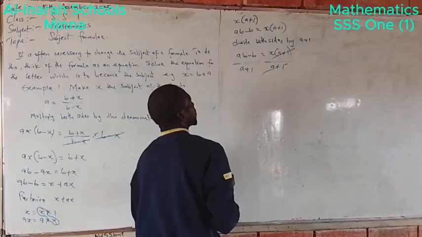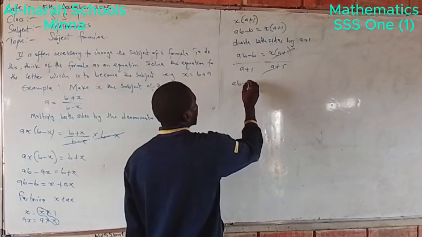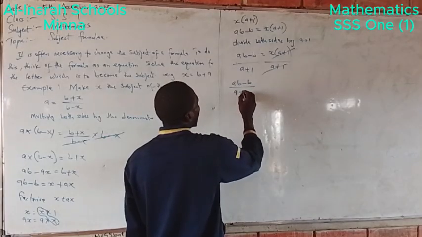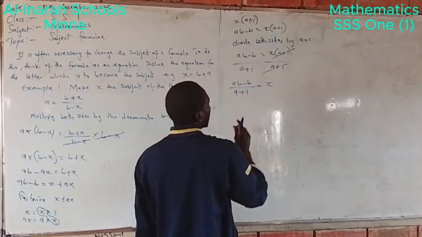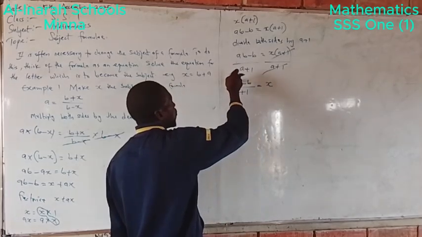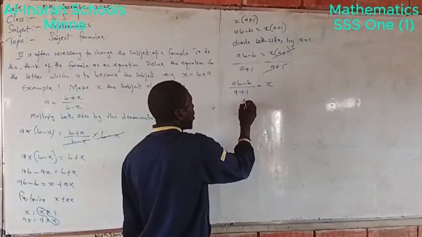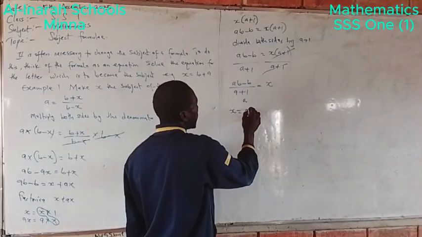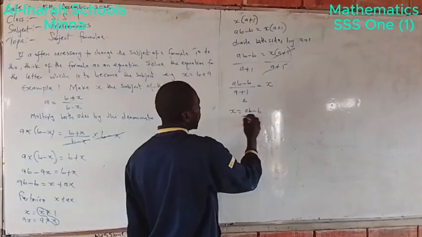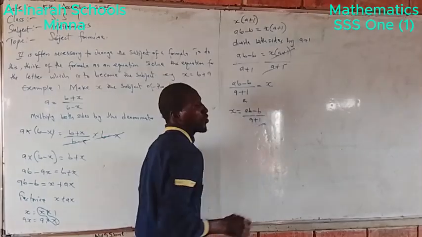You are left with ab minus b over a plus 1 is equal to what? x. We have made x the father of this alphabet. Or x is equal to ab minus b over a plus 1 as our final answer.